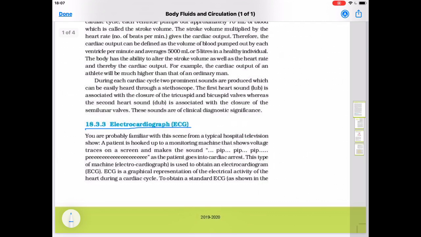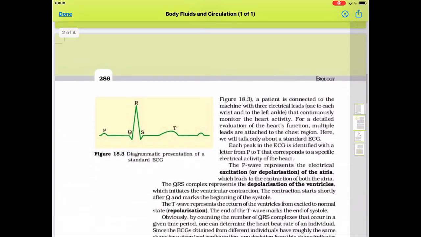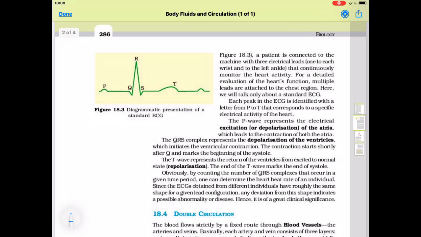Electrocardiograph, that is ECG. ECG is a graphical representation of the electrical activity of the heart during a cardiac cycle. So, ECG represents in graphical form the electrical activity of the heart. The machine which is used to obtain it is known as electrocardiograph, and it is used to obtain a graph which is known as electrocardiogram.